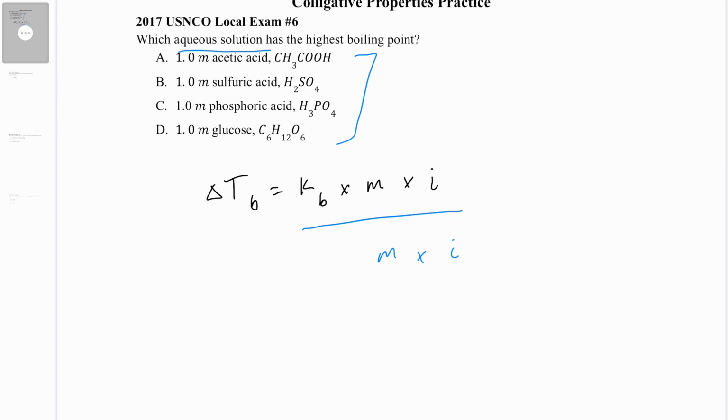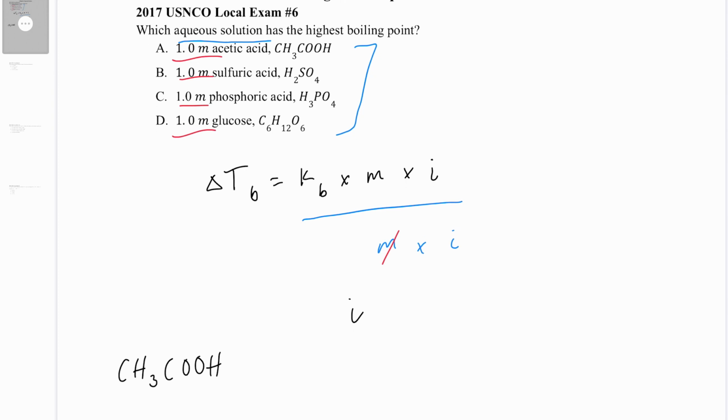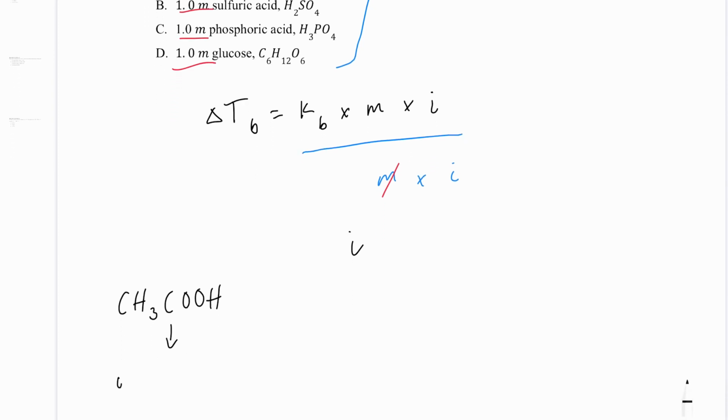But you notice that all these answer choices are dealing with a molality of 1 molar. What that means is that the molality is also not going to count. What we're really looking for here is which of these answer choices maximizes the Van 't Hoff factor, which is I. So let's look. CH3COOH is a weak acid, and since it's a weak acid, its Van 't Hoff factor is going to be basically 1.